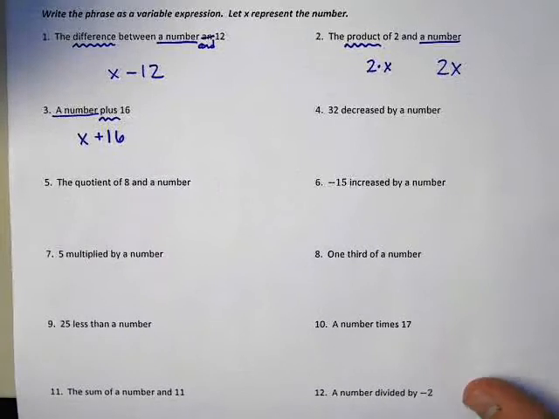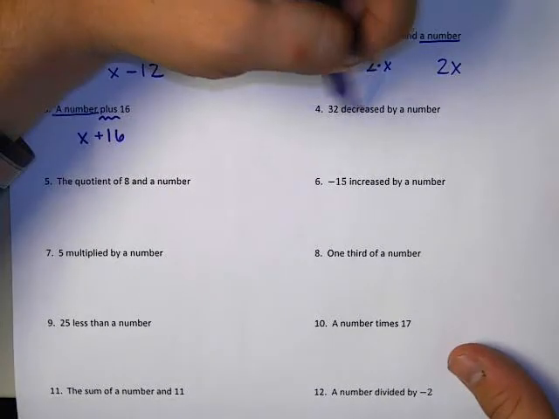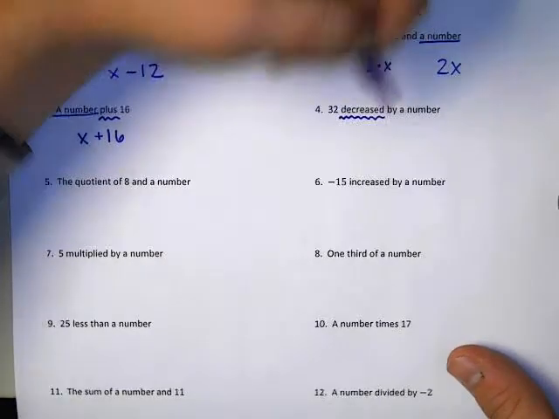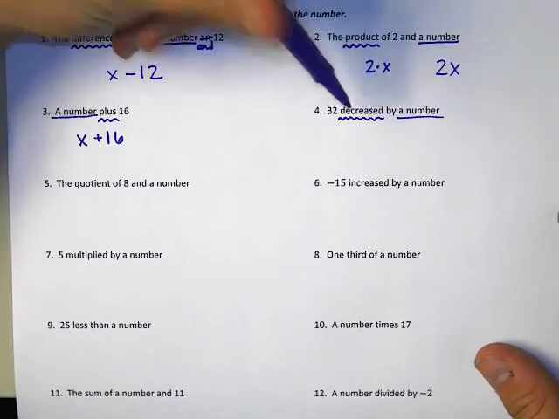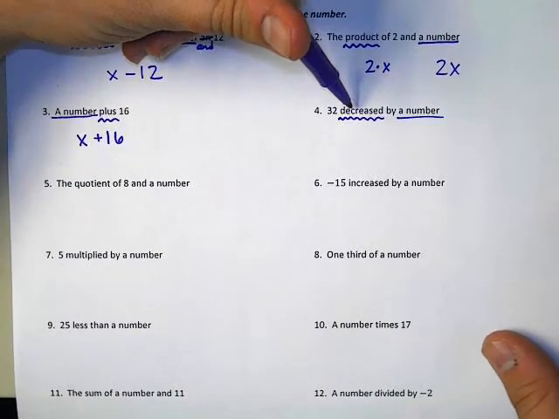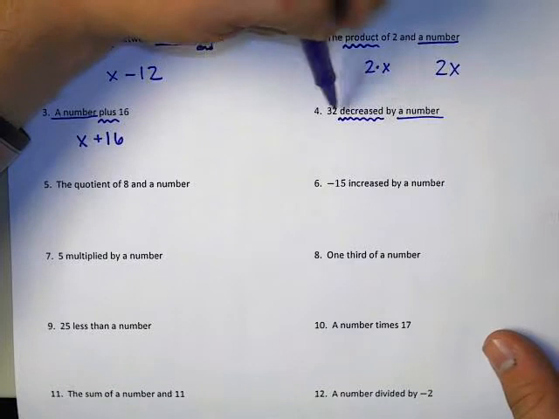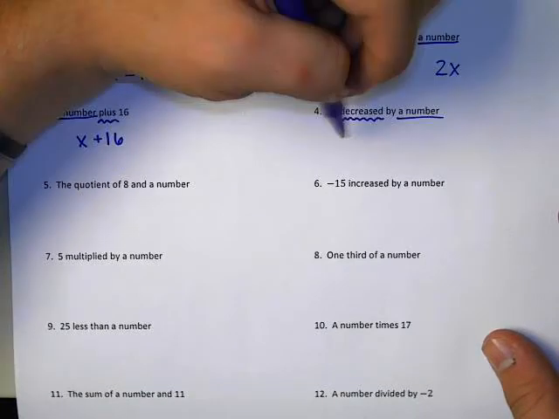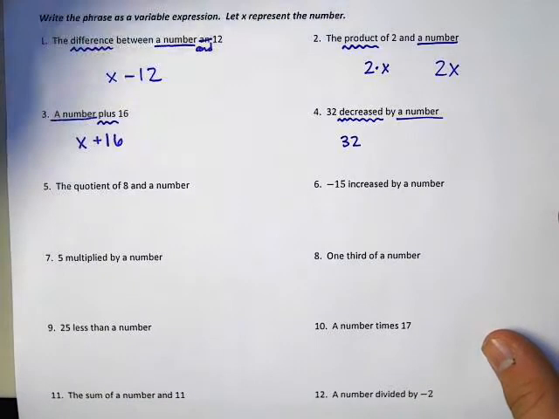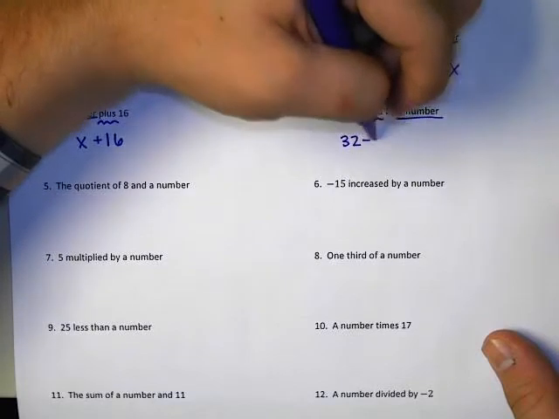How about the next one? 32 decreased by a number. I like that. I remember that decreased is a subtraction word. And if I'm decreasing 32 by a number, that means I have to start with my 32 and take away the number.